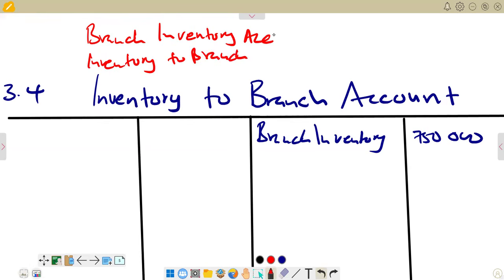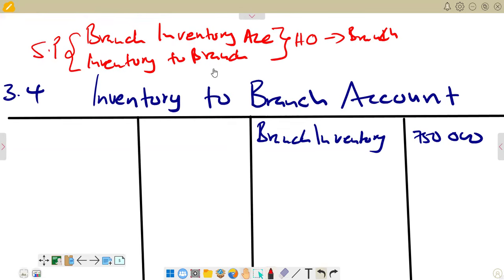In these accounts, we enter any movement of inventory from head office to the branch, whether the branch is receiving or the head office is receiving. We enter them in the inventory to branch account. You'll see that we also have a branch adjustment account. The double entry between these two accounts, the branch inventory account and the inventory to branch account, will be at selling price.